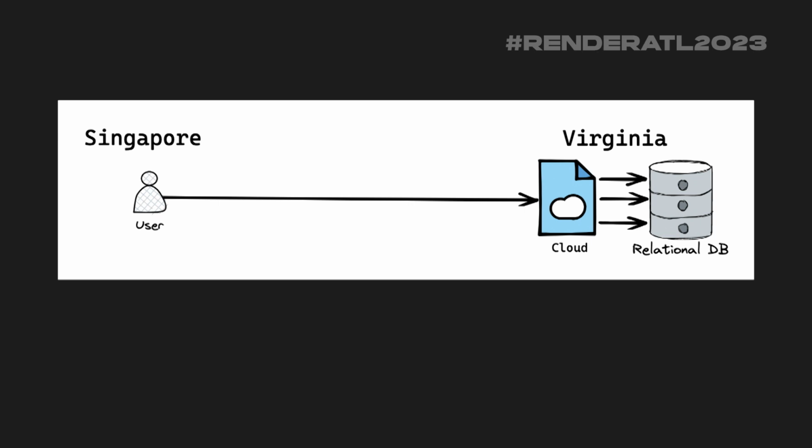Even if the user's in Singapore, we want them to always be hitting an edge worker in Virginia, where our data are. And that way, those requests for data, however many they are, are going to be very low latency, very, very fast.